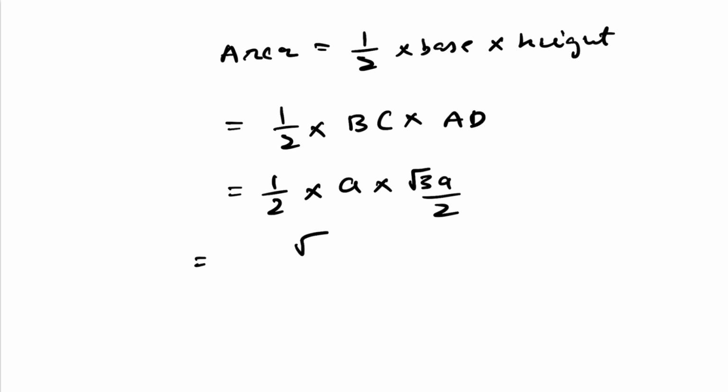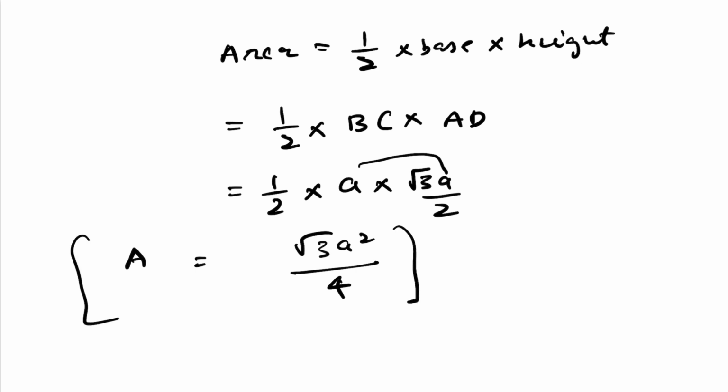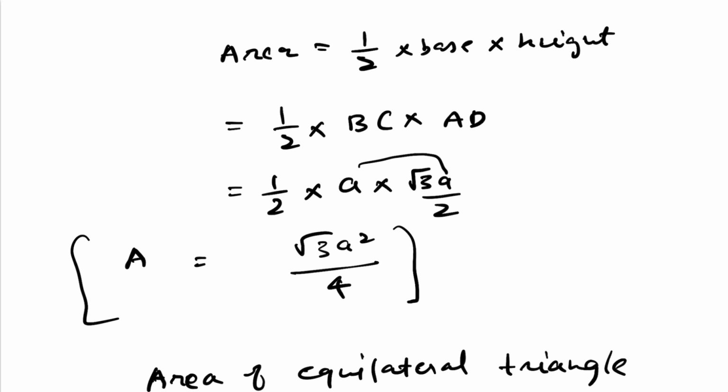Okay, so root 3 A square, and 2 into 2 is 4. So the area of an equilateral triangle is root 3 A square by 4. The area of an equilateral triangle is root 3 A square by 4.